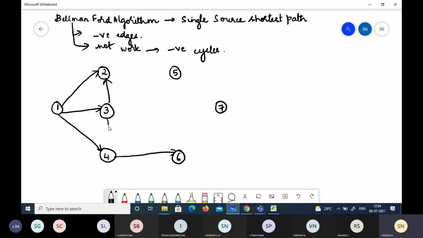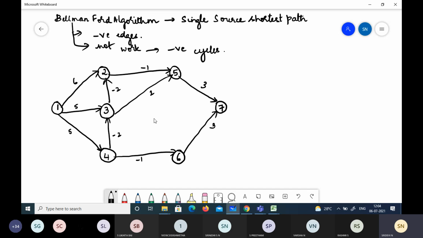We have an edge from 2 to 3, 4 to 3, and as I said, it is a directed graph. There will be a weight associated with each, so I'll write down the weights also. So the weight is 3, 6 to 7, weight 3, 4 to 6, it's minus 1. Here it is minus 2, minus 2, 6 to 5, and this is 5. So this is your directed graph.